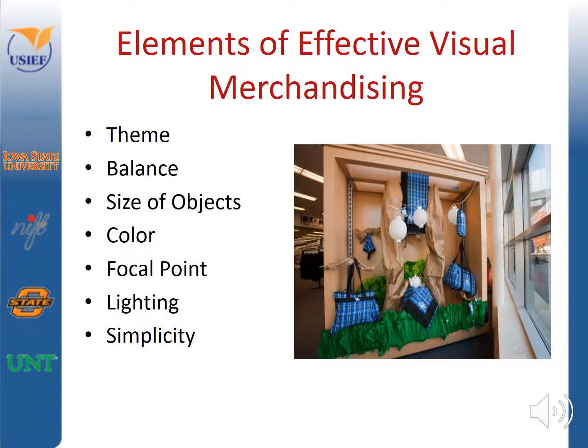Now, there are several elements of effective visual merchandising that can lead to successful marketing. These elements include theme, balance, the size of objects, color, focal point, lighting, and simplicity. Here you can see an image of a visual merchandising example.